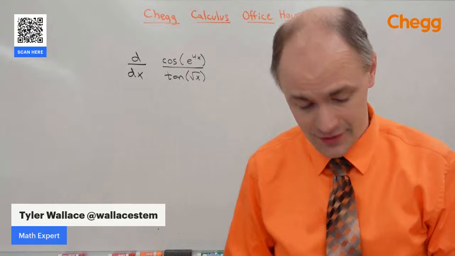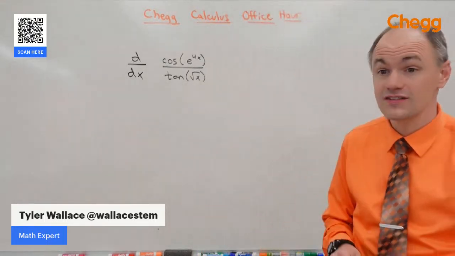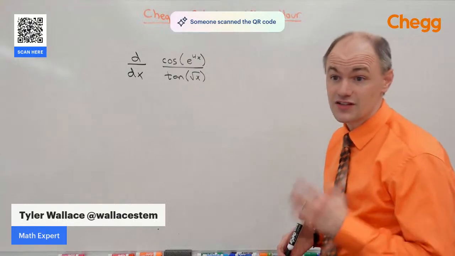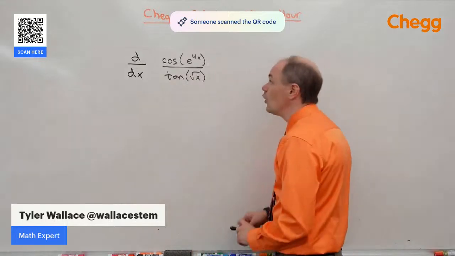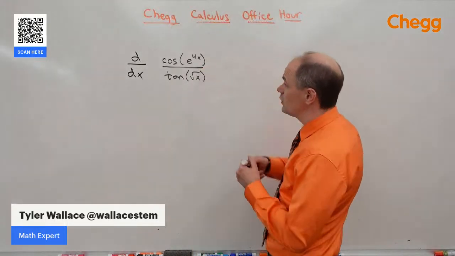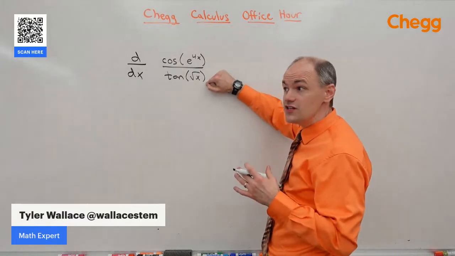Lots of things going on here. This one's going to get ugly, but we won't simplify it. What's nice about the AP calculus test is you don't have to simplify anything. You just have to take the derivative. You just have to do the calculus step. All right. What we've got here is a quotient. We're doing f divided by g. When we have a quotient, we need to use the quotient rule.